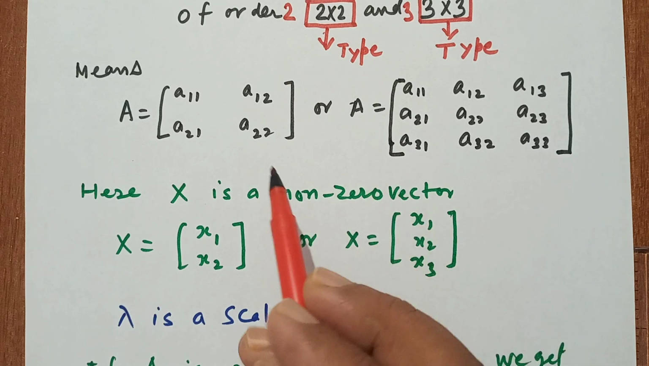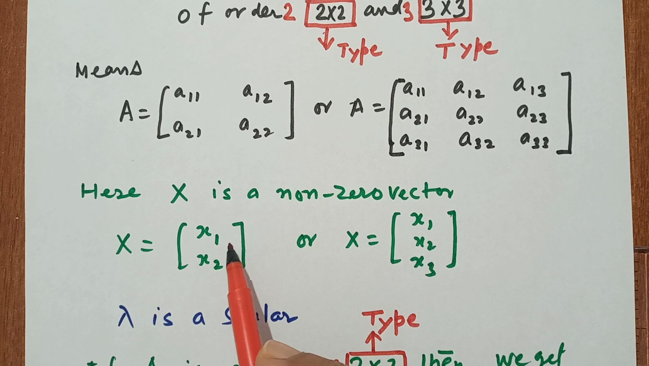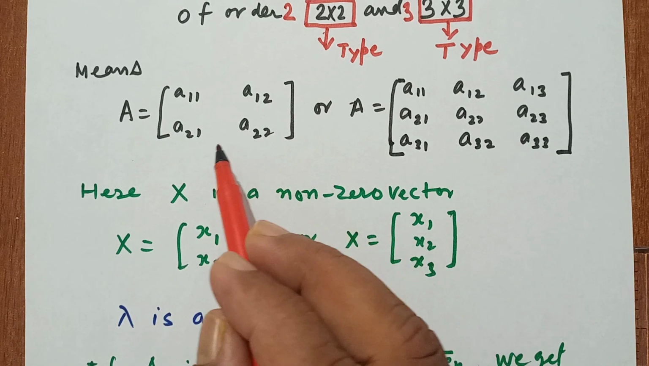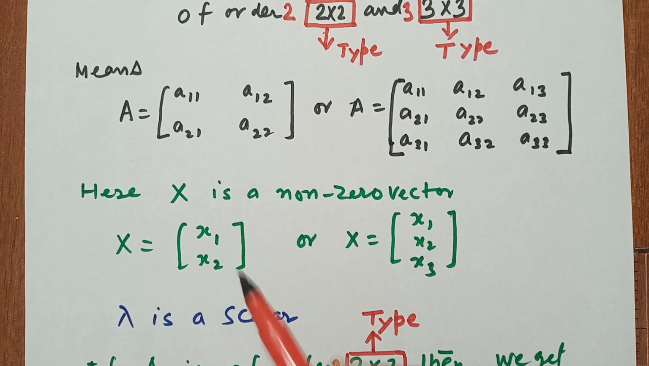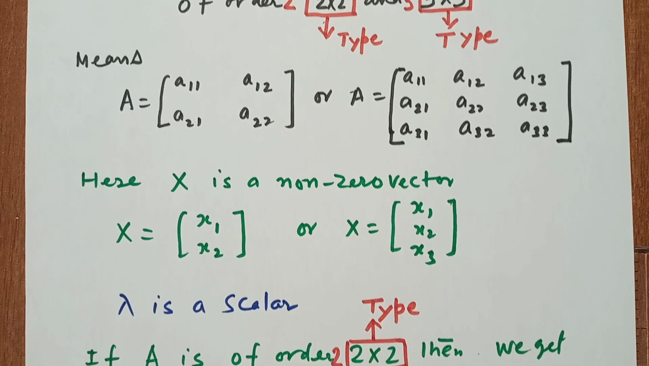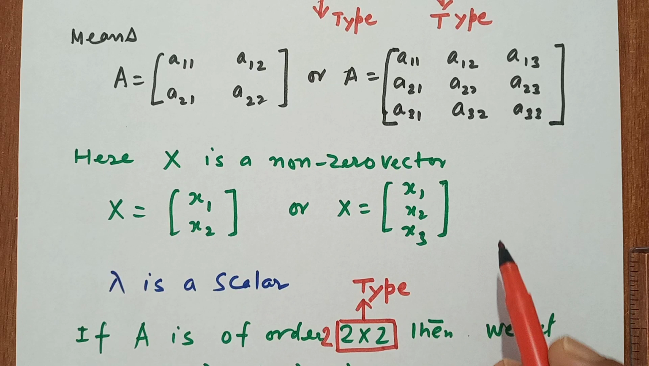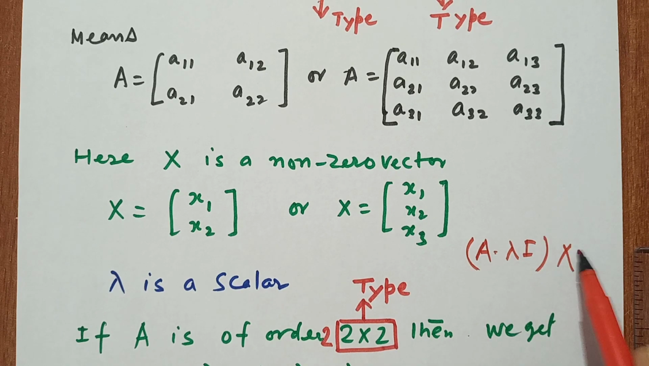So there are 3 things. First is the matrix, second is the non-zero vector, third is the scalar. In our problem the matrix has been given. So we take lambda and capital X satisfying the characteristic equation, that is, (A minus lambda I) x is equal to 0. This is called the characteristic equation.